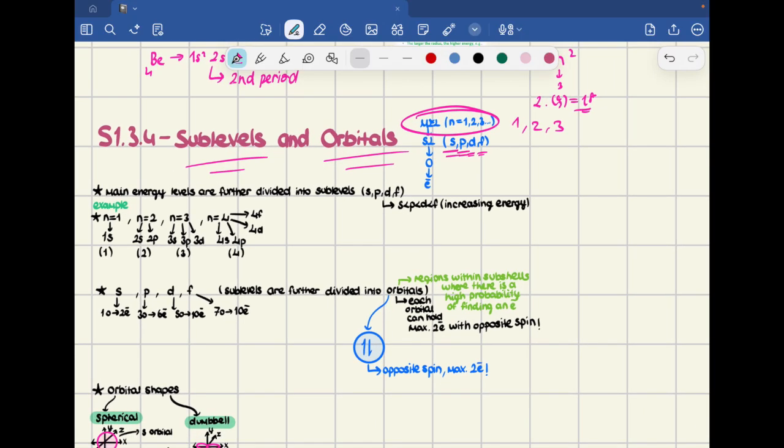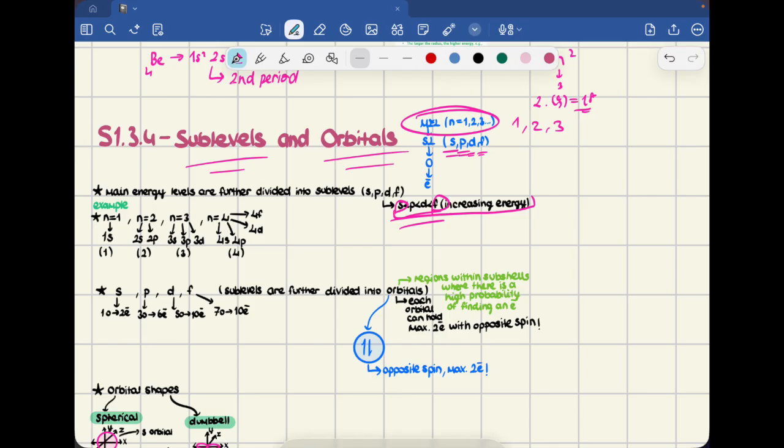Main energy levels are further divided into sublevels, and they increase in energy. F has the highest energy and S has the lowest energy, and this is what it looks like. This is how we can see the relationship between them and their energies, whether they are high or not.